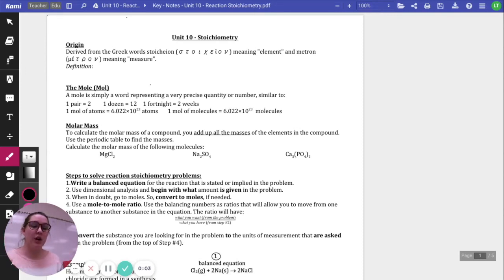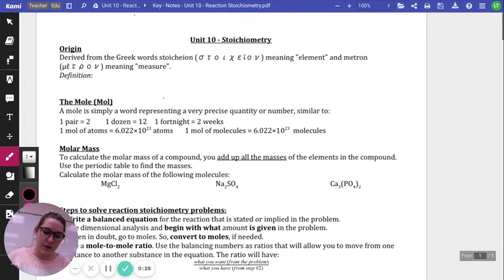Today we're going to start our unit on stoichiometry. For pretty much every video this unit, and by pretty much I mean all of them, you're going to need a calculator as well as a periodic table. Remember, if you don't have a calculator, you can use the scientific calculator on Desmos. That does work very well as well. All right, so let's hop in.